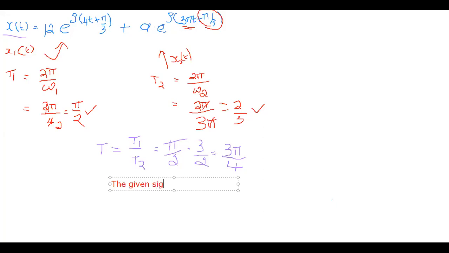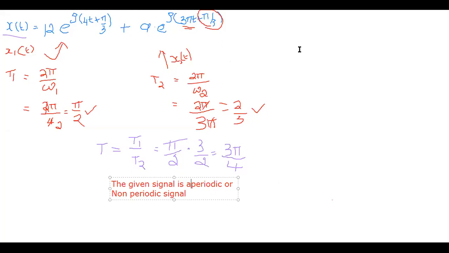Given signal is periodic or non-periodic. Sometimes it is mentioned as aperiodic, and sometimes as non-periodic. Both are the same. Aperiodic means it is a non-periodic signal, not a periodic signal.